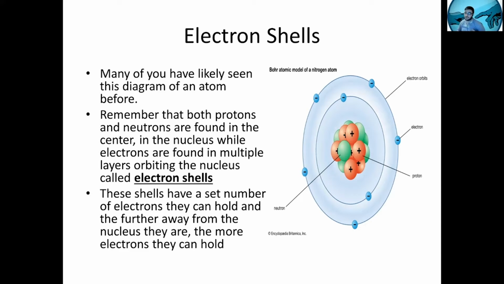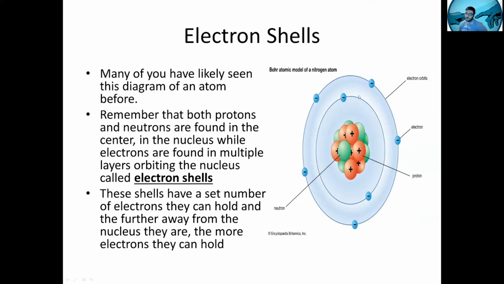Next, I'm sure you've seen this diagram hundreds of times, the electron atomic model, which shows the electron shells as well as the nucleus in the middle filled with protons and neutrons, right? So remember that both protons and neutrons are found in the center, like in a packed nucleus, right? Similar to the nucleus of a cell, but a little bit different. Meanwhile, electrons are found in multiple layers or shells or rings orbiting this central nucleus, right?